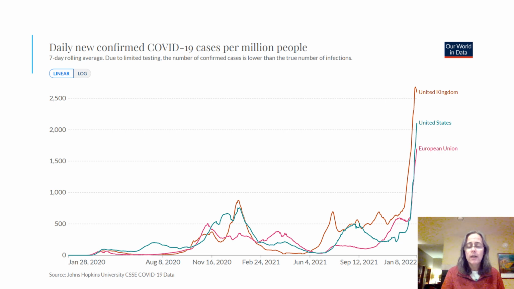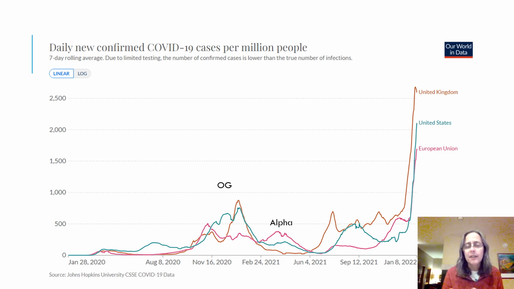So this is new daily confirmed cases per million people. And I've shown you the United Kingdom because they have a lot of characteristics that are very similar to the United States, although they're different in some important ways. The United States is in green, and the European Union, as just another example of highly developed countries, is in the pink. So this is the original virus, and it really caused a lot of cases, a lot of surges, a lot of illness. That got a little bit better.